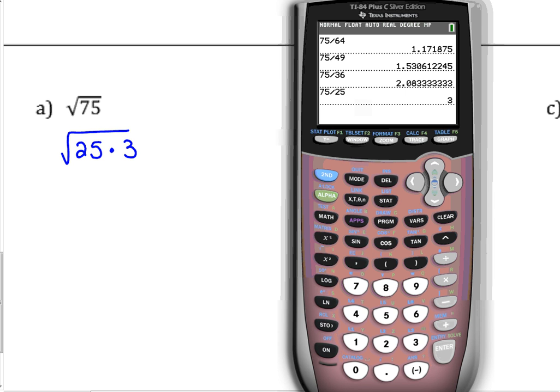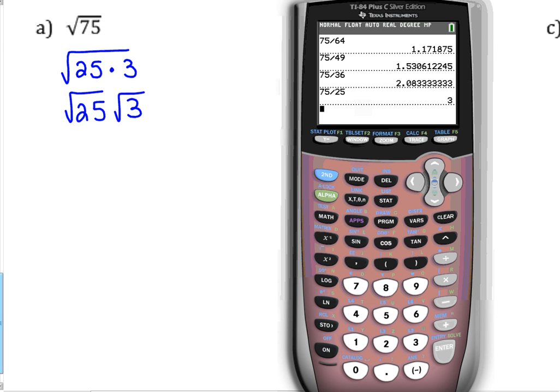So 25 times 3. And you can write it this way, or you could also write it as root 25 times root 3. It's the same thing. Both are equivalent. Okay, you can split it up into two different radicals. And I'm going to start doing that more. What is the square root of 25? It's just 5. And so 5 becomes the coefficient.